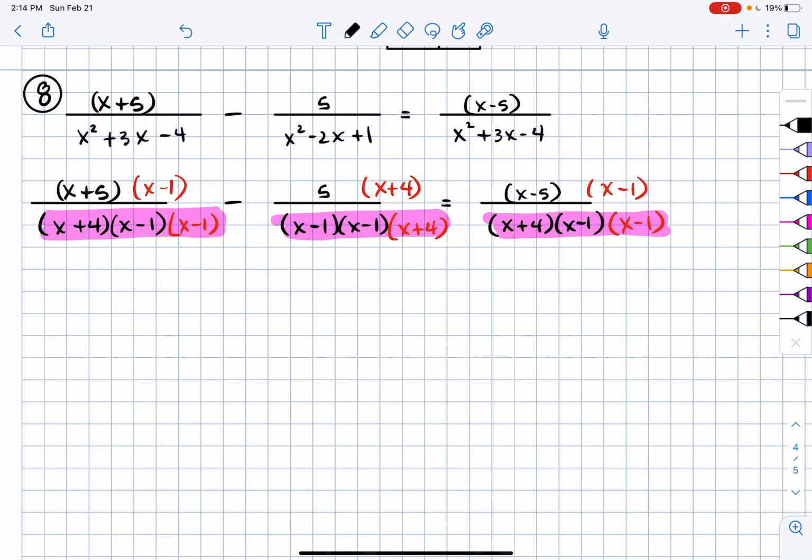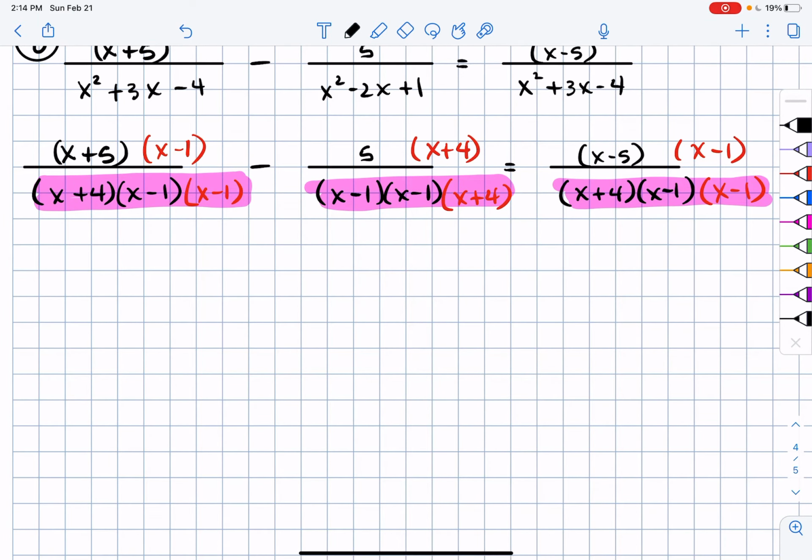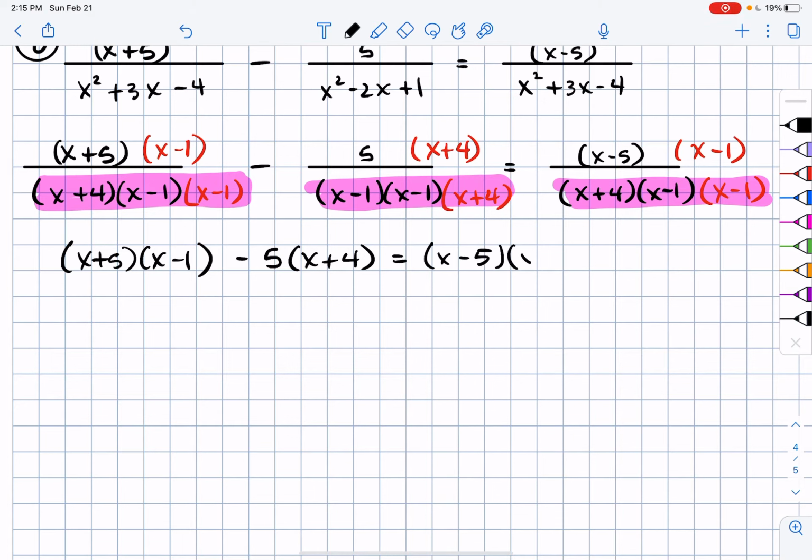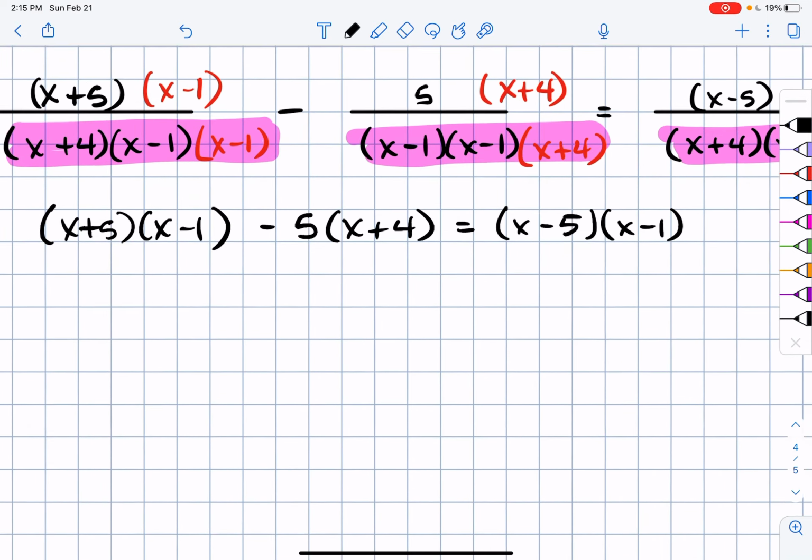Awesome. So what I actually have is, and this is a huge recommendation of actually writing the whole thing down. And there's a reason for it, and mainly it's because of that subtraction sign. So I have x plus 5 times x minus 1, minus 5 times x plus 4, is equal to x minus 5 times x minus 1. Oh boy, I just got done factoring and now I have to FOIL or double distribute or just distribute again. Oh gosh. All right, so let's go ahead and dive into it.